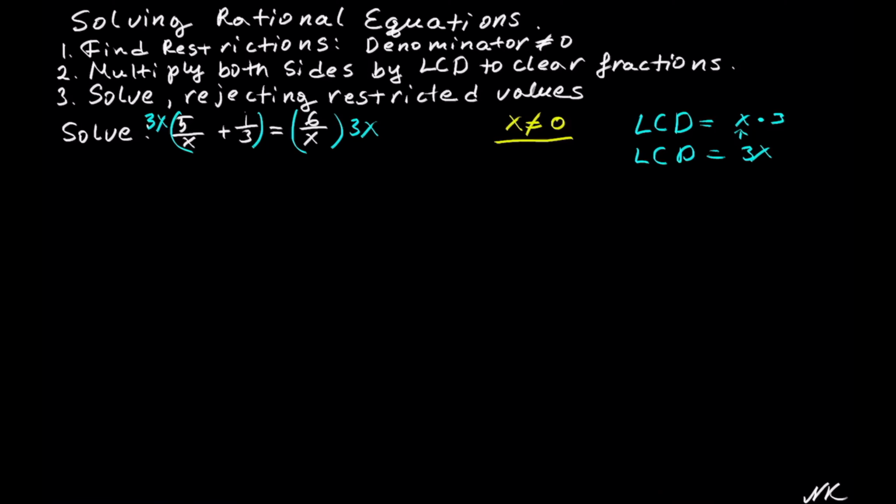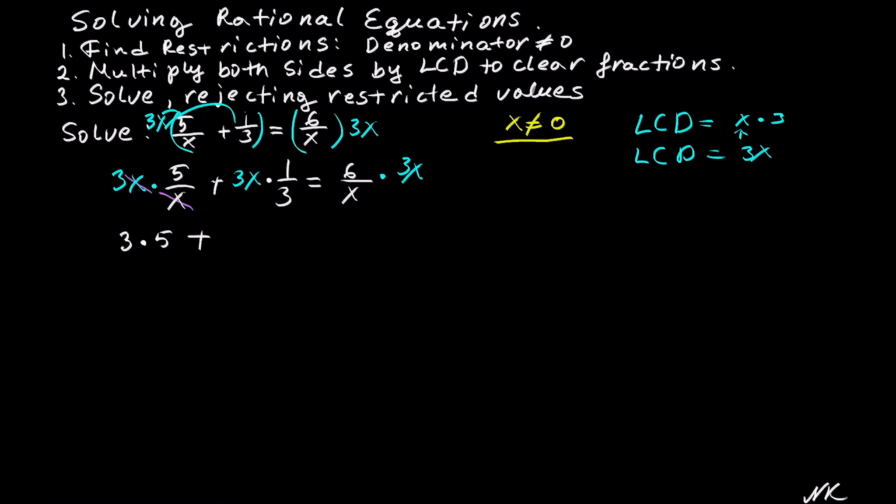So let's distribute 3x. On the left side we have 3x times 5 over x plus 3x times 1 over 3 equals 6 over x times 3x. So let's reduce the fractions on this step. In the first fraction we have 3x times 5 over x. x over x will cancel into 1. So we are left with 3 times 5 plus.